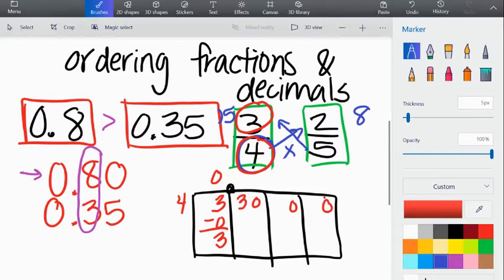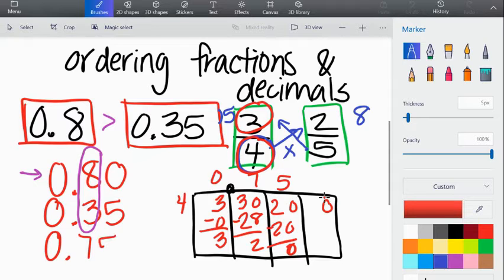Bring it up. 4 goes into 30, 7 times. 7 times 4 is 28. Subtract and I get 2. Bring it on over. 4 goes into 20, 5 times, and even 20, bringing us to that 0. So 3/4 is equivalent to 0.75. So I'm going to line that up over here with my other decimals.